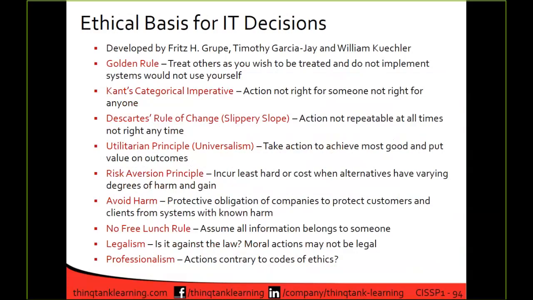Another guideline, I guess you would say, the ethical basis for IT decisions. This was developed by a few individuals related to ethics, and it's going to be the same concept that we saw in the previous two examples. All right. Again, just general recommendations developed by Fritz Group, Timothy Garcia and William Kuchler, I don't know. You don't need to know that for the test.